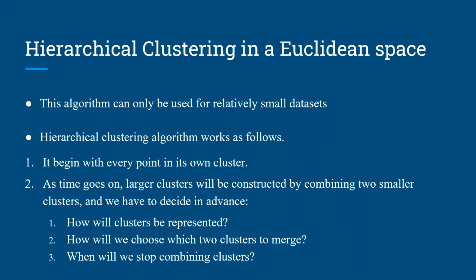The algorithm works basically in two steps. First, it begins with every point in its own cluster. In the second phase, larger clusters are formed by combining two clusters. While combining, we need to have answers to the following questions. How will clusters be represented? How will we choose which two clusters to merge? And the third one is, when will we start combining these clusters? Once we get the answer to these questions, we can implement this algorithm depending upon our data set.